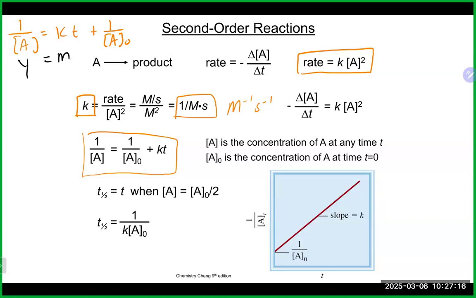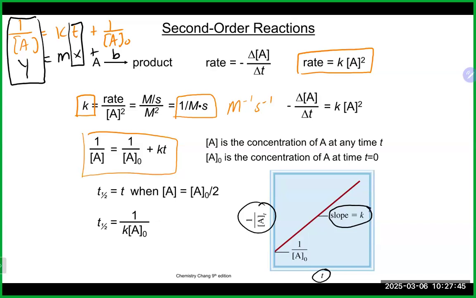Y is equal to mx plus b. That would mean on the y-axis here, we will actually graph 1 over the concentration. On the x, we will graph time, and that will again yield you a straight line. In this case, though, our straight line actually has a positive slope, right? So it's gone in a positive direction. So in this case, the slope actually does equal the rate constant. And so this will give you, again, a positive value for K, which is what you're looking for.